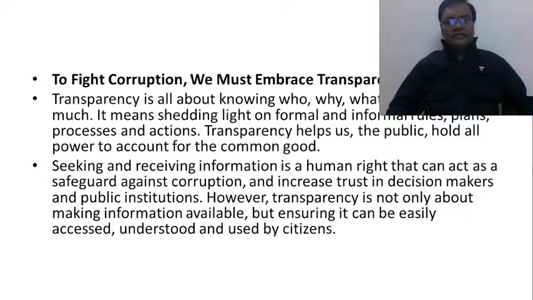Next, when we say transparency, as you can see on the screen, it means shedding light on the formal and informal rules, plans, processes, and actions. Transparency helps us, the public, hold all power to account for the common good. That is where the problem with India is. The basic problem with India is that we cannot hold our people who are in positions of power to any kind of accountability. There is simply no accountability in the system.